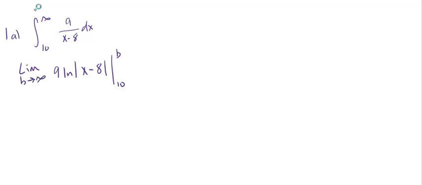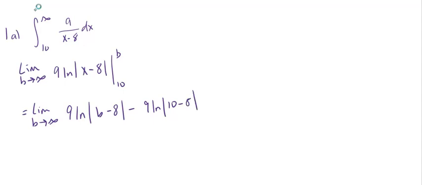Because we've talked about this a fair bit, you can't do arithmetic on infinity. So anytime we have infinities, we have to do these limits. So what do we wind up getting? I'm going to then write equals limit as b goes to infinity of, I get 9 ln absolute value of b minus 8, and then minus 9 ln absolute value 10 minus 8.